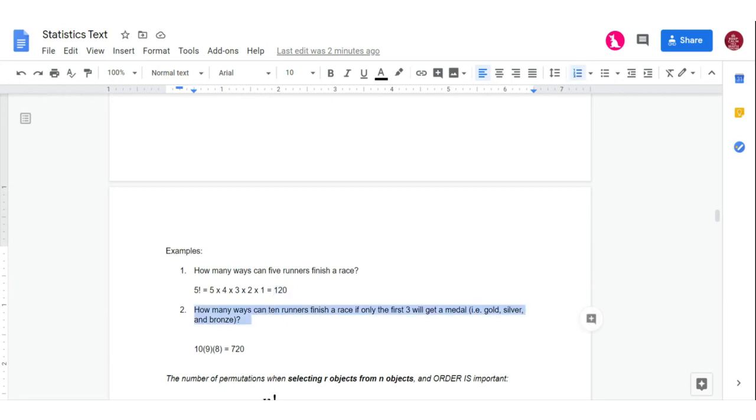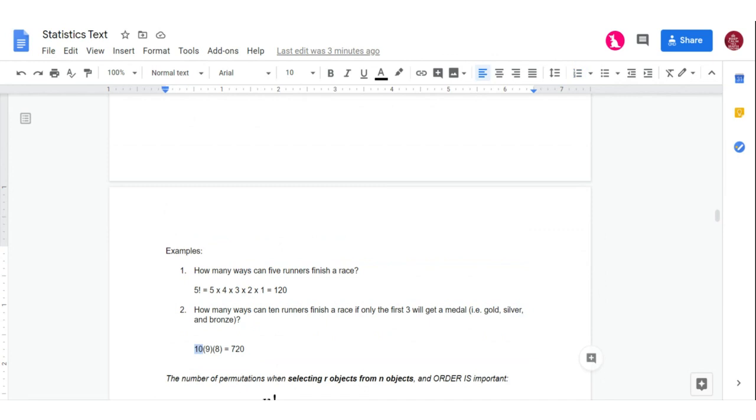All right, let's take it up a notch here. We're going to have a race again, but we have 10 people. And we're only going to be worried about 3 of them, because the first 3 finishers are going to get a medal, a gold, a silver, or bronze. So how can we do this? Well, think about it a bit. It's not going to be 10 factorial because we're not worried about 7 of the people. We're going to be worried about 3 of the people. So for the first place finisher, that means there's 10 people out there that could get that spot. So that's why we have that 10 there.